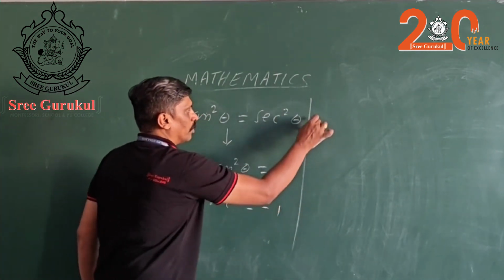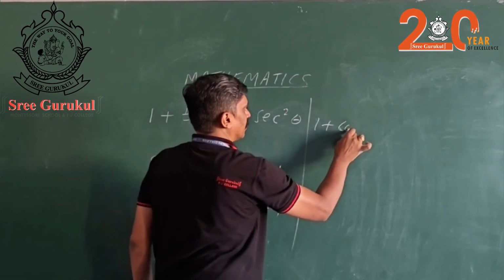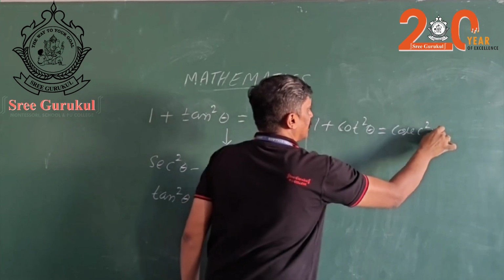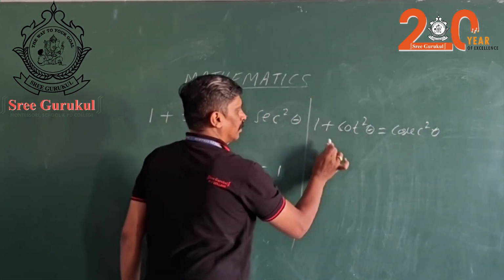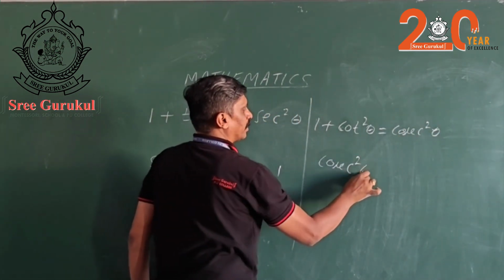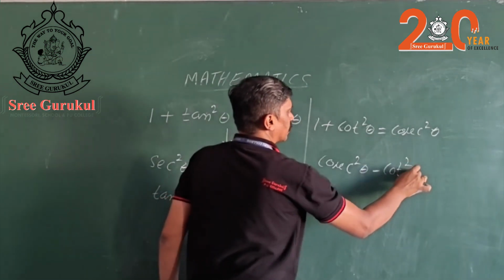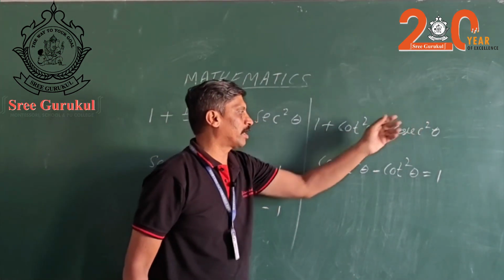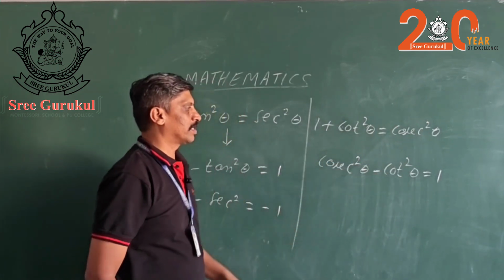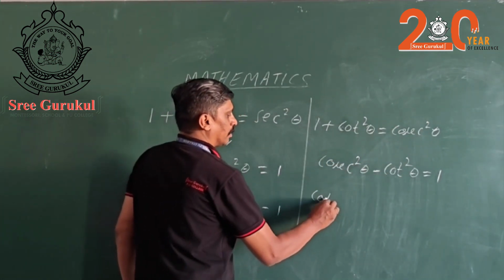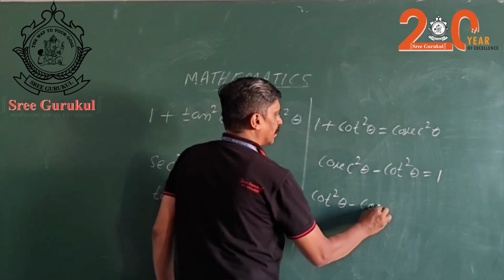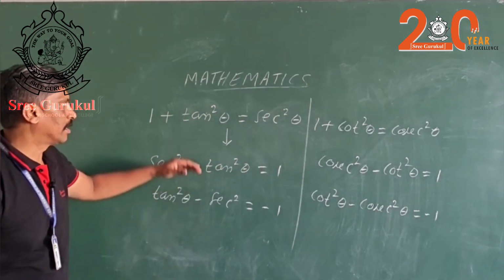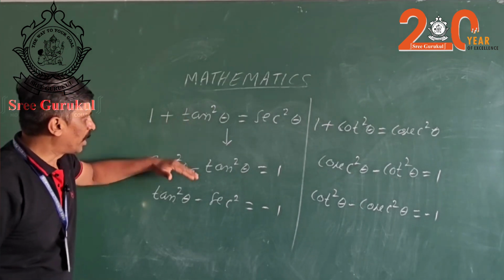Next, one more identity: 1 plus cot square theta is equal to cosecant square theta. Next, cosecant square theta minus cot square theta is equal to what? 1. See here, just transfer cot square to the RHS: cosecant square minus cot square is equal to 1. Then cot square theta minus cosecant square theta is equal to what? Minus 1. See here, by using 1 plus tan square, the remaining formula.